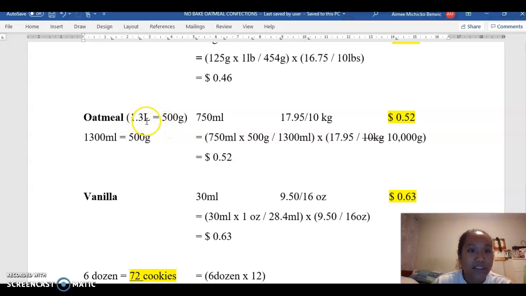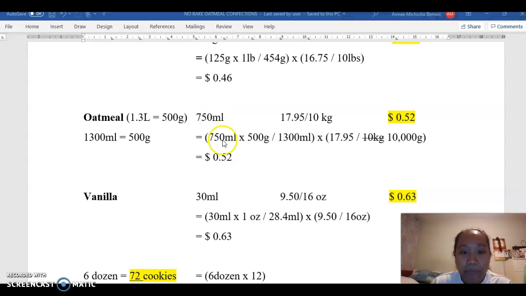For the oatmeal, 1.3 liters is equal to 500 grams. So we have to convert liters because we're looking for ml here, because there's an ml here. Sorry. As we all know, there's 1,000 ml in 1 liter. So 1.3 multiplied by 1,000 gives us 1,300 ml. So we're going to use that here.